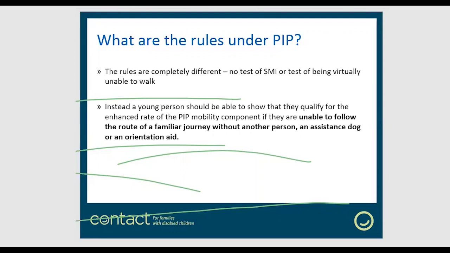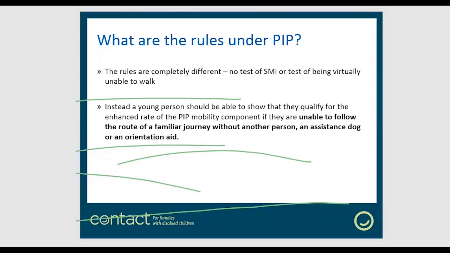It's a question of, for whatever reasons, whether it's learning disability or because of their behavior needs or whatever, that if your child is unable to follow the route of a journey that they know, that they've been shown, if they can't follow that independently and they would need another person to be with them on familiar journeys, then they should score 12 points. And that would be enough to get them the enhanced rate of mobility. So it's definitely a much easier route under PIP.